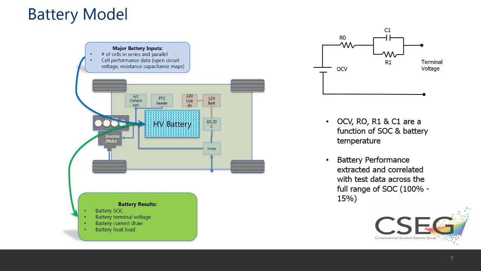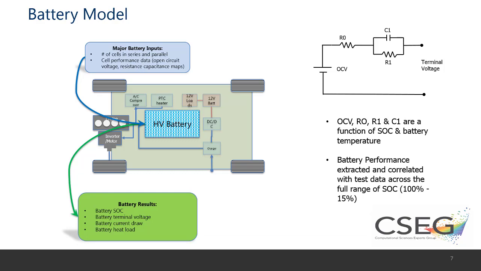The first one is the battery model. The battery model was represented using an RC representation. So each individual cell inside the battery is represented with an open circuit voltage and 2 different resistances, R0, R1, and a capacitance C1. And each of these parameters, which is the voltage and the resistances and capacitance, are a function of state of charge of the battery and the temperature of the battery.